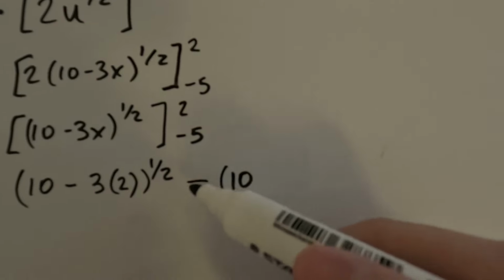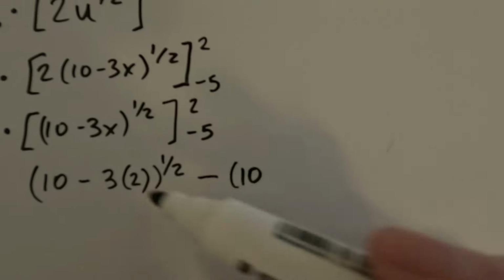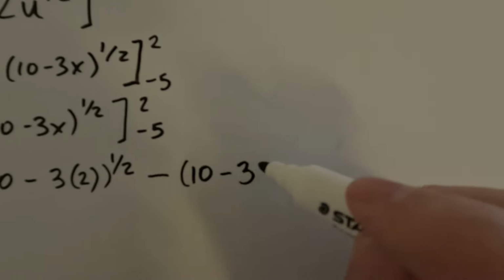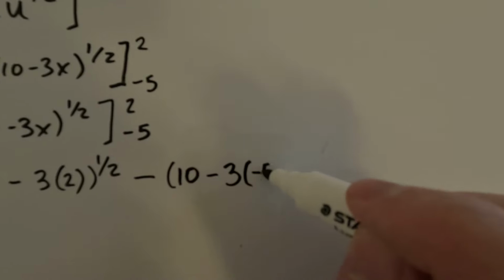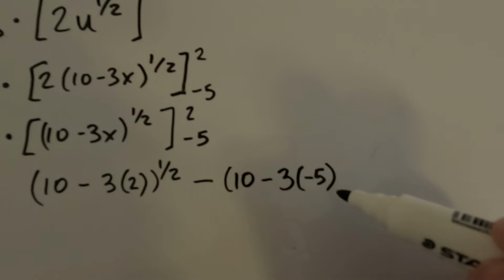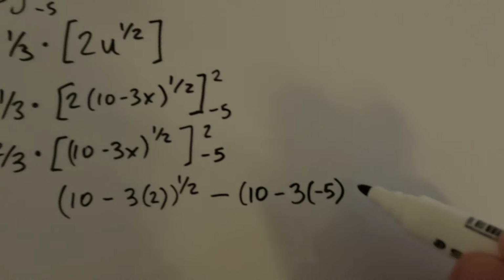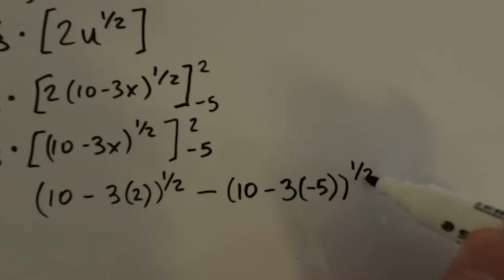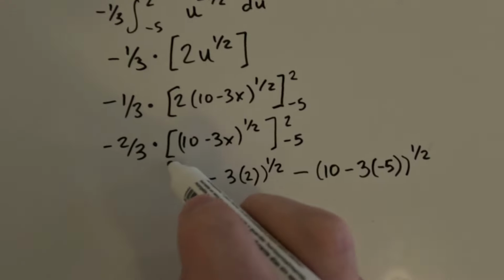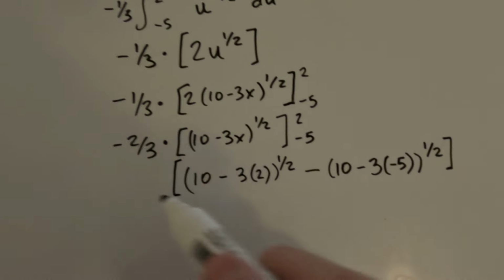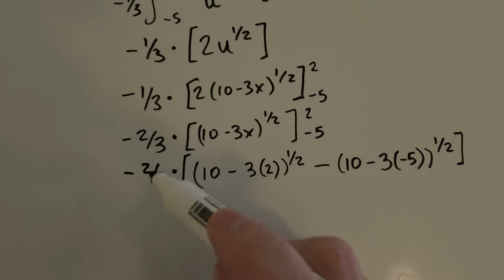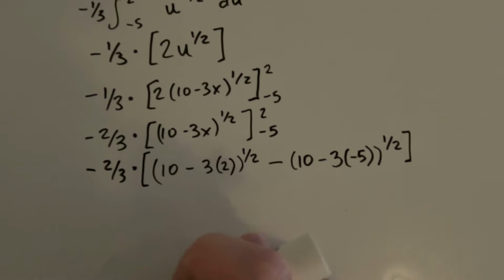So it's minus, and then bracket 10 minus 3x. So that's minus 3 times your lower limit, which is minus 5. Be very, very careful there. And then that whole thing is raised to the half. And then I'll put square bracket around that because that whole thing is multiplied by minus 2/3, but we'll keep that outside for now.